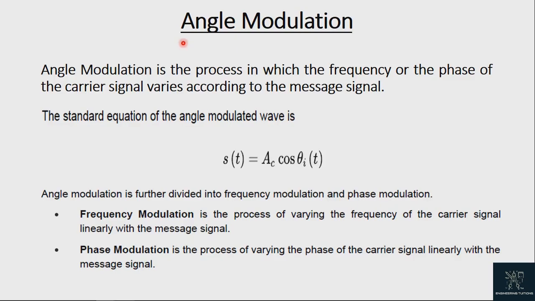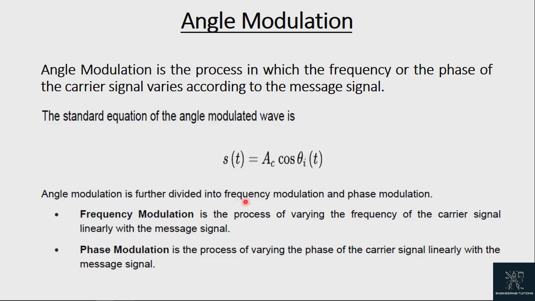The other type of modulation in continuous wave modulation is angle modulation. Angle modulation is the process in which the frequency or the phase of the carrier signal varies according to the message signal. The standard equation of the angle modulated wave is s(t) = Ac cos θ, where Ac is the amplitude of the modulated wave, which is the same as the amplitude of the carrier signal, and θ is the angle of the modulated wave.